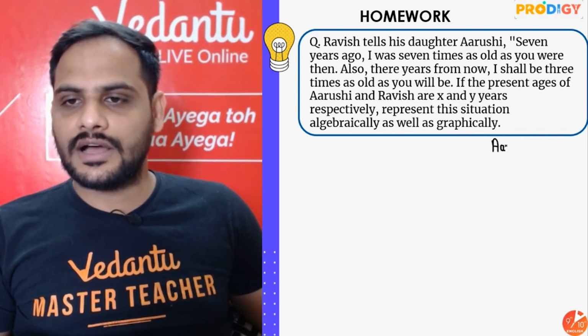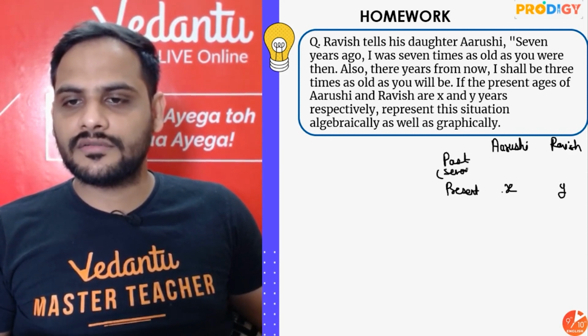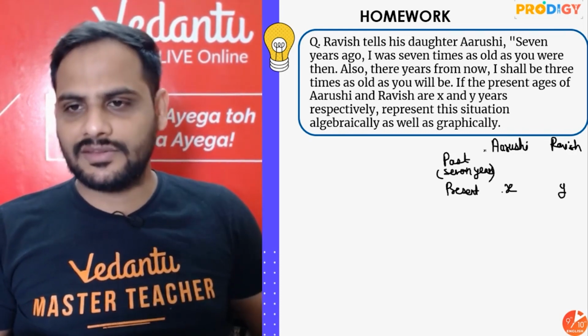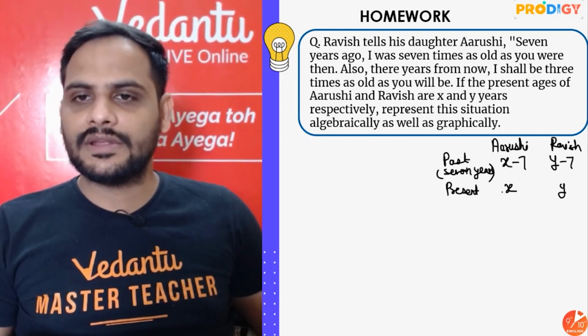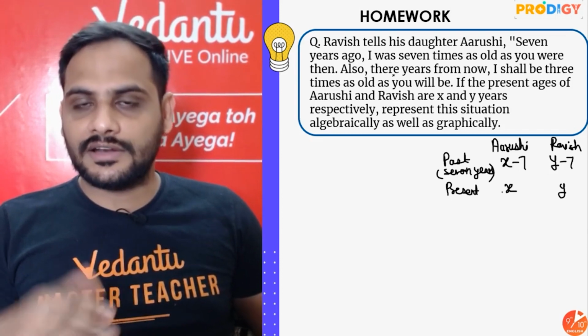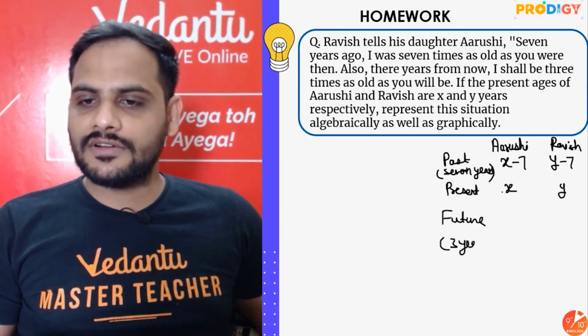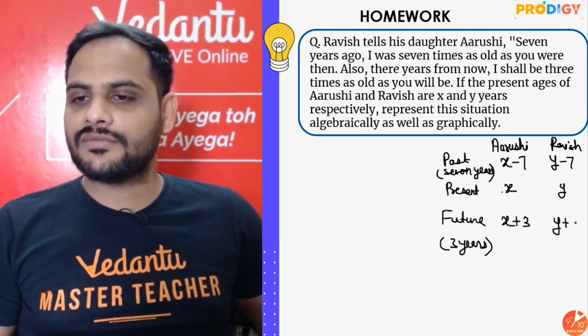Okay, so let's say we have two characters, Arushi and here we have Ravish. We have the present ages as x years and y years. Let's talk about their past ages, and that too 7 years past. So 7 years ago Arushi's age will be 7 years less, which is x minus 7, and Ravish's also will be 7 years less, which is y minus 7. Then there is also 3 years later in the future. So after 3 years, the age of Arushi will increase by 3 years, x plus 3, and the age of Ravish will increase by 3 years, y plus 3.